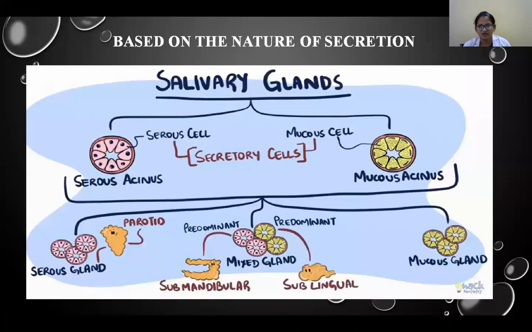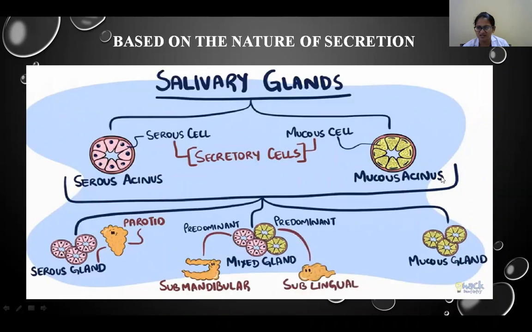Next, coming to the nature of secretion. Here we are going to see two types of cells: serous cells and mucous cells. See, this is the serous cell and this is the mucous cell. These serous and mucous cells are the secretory cells.